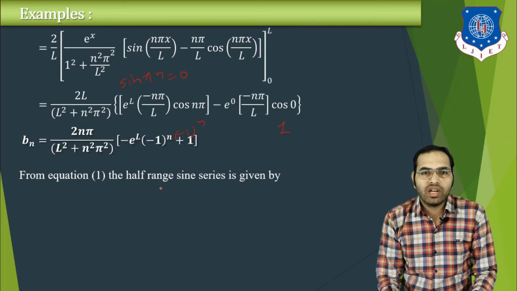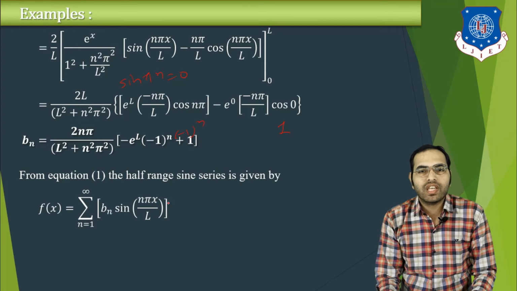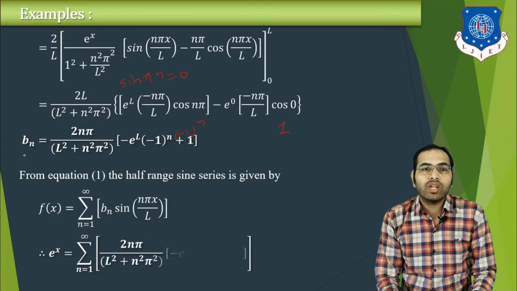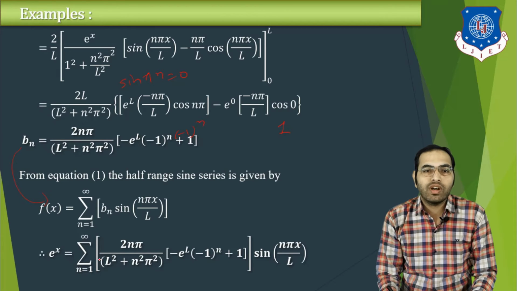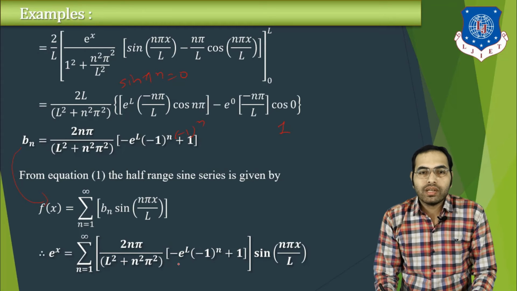From equation 1, that is the half range sine series, whenever we substitute the values of Bn in this equation, that will give you e raised to x equal to summation where n is running from 1 to infinity inside the bracket 2n pi upon L square plus n square pi square inside the another bracket e raised to L into minus 1 raised to n plus 1 into sin n pi x by L. That is our equation of the half range sine series.